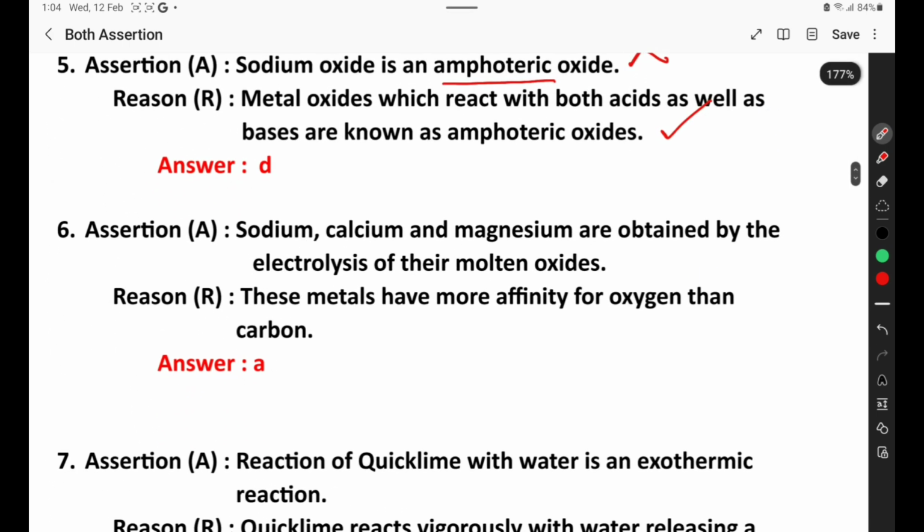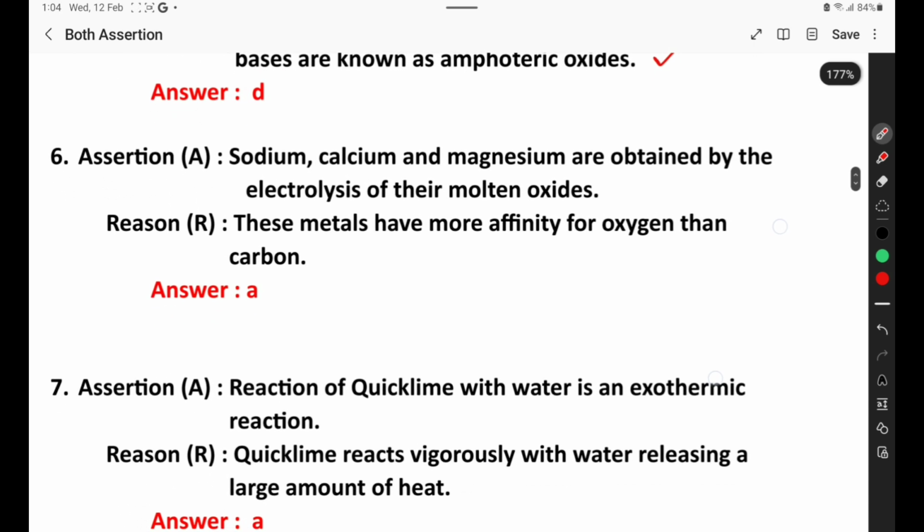Sodium, calcium and magnesium are obtained by the electrolysis of their molten oxides. We know sodium, calcium and magnesium, according to the reactivity series, they are reactive metals. So these metals, they are having more affinity for oxygen than carbon. So we cannot use carbon as a reducing agent. So assertion and reason both are correct statement, and reason is the correct explanation of assertion. So to separate oxygen, usually we are doing electrolytic reduction.